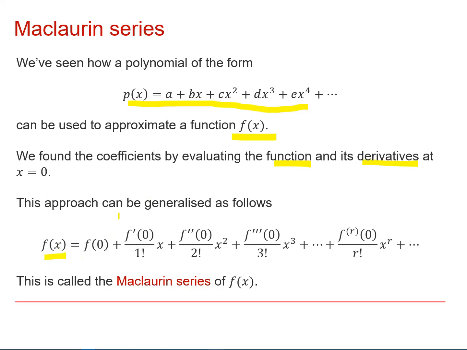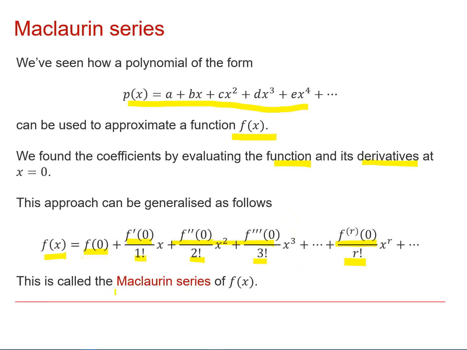Here's my function, and then if you look, I've got a polynomial in ascending powers of x, and my coefficients are f(0), f'(0) over 1 factorial, the second derivative at 0 over 2 factorial, the third derivative at 0 over 3 factorial, and so on. The term in x to the r, the rth term in this series, is the rth derivative evaluated at 0 divided by r factorial. You should look at your textbook for a more detailed treatment of this and a proper derivation.